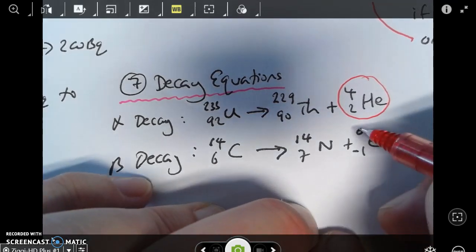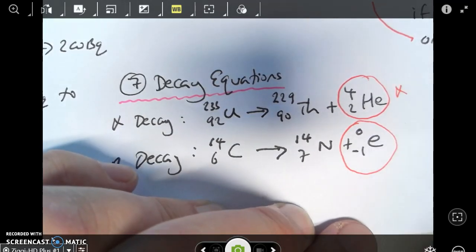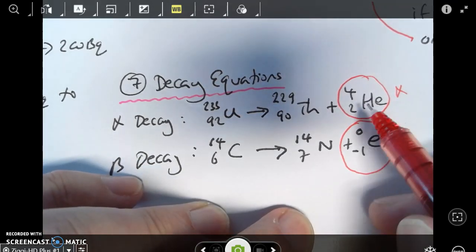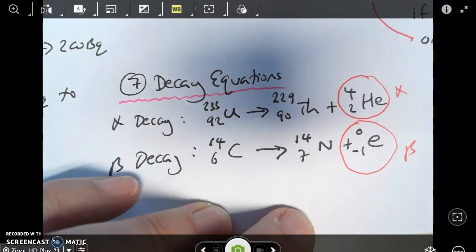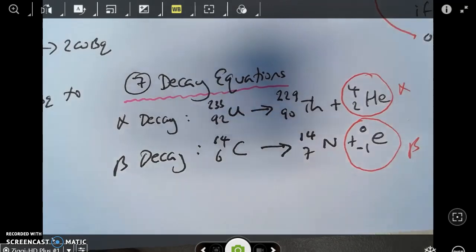You are expected to know the two that are in red. You're expected to know that that's an alpha particle, and you're expected to know that that's a beta particle, and you're expected to remember those numbers. Like I said, you're not expected to know any other numbers for any other elements. Okay, there you go. Nuclear radiation.